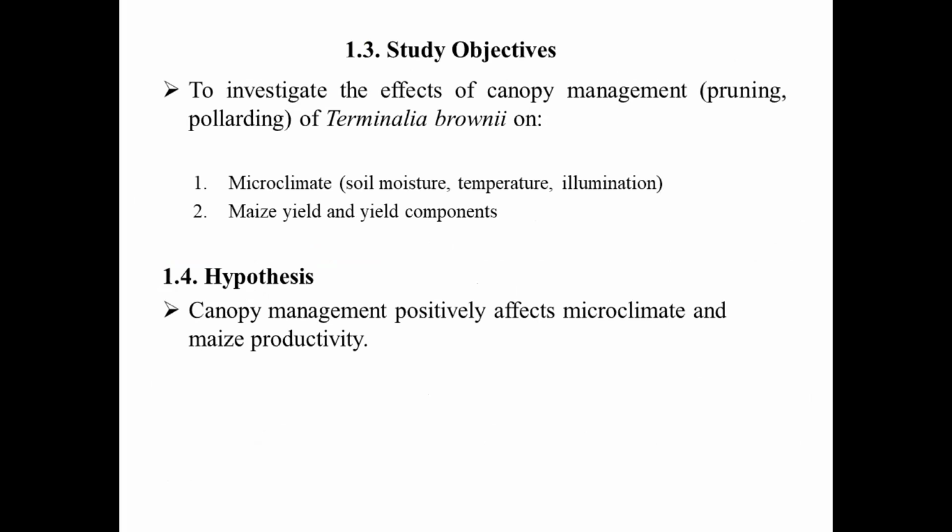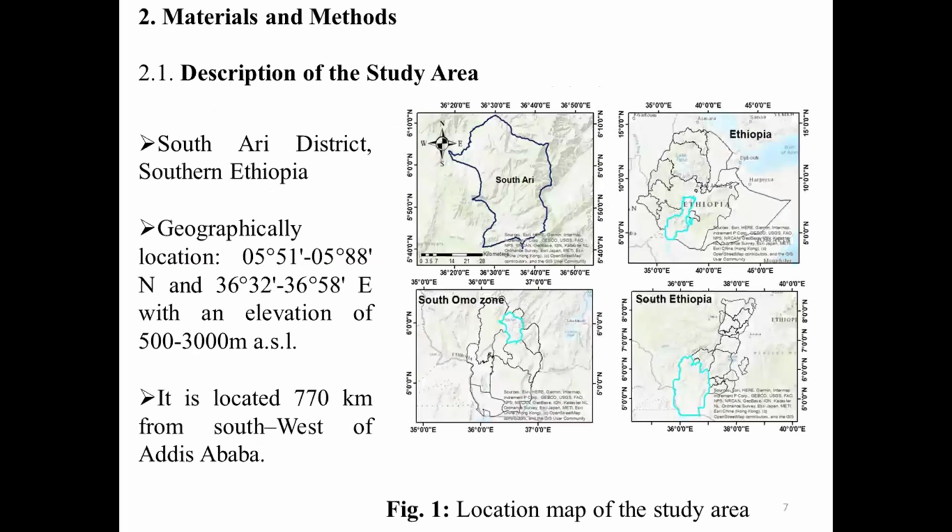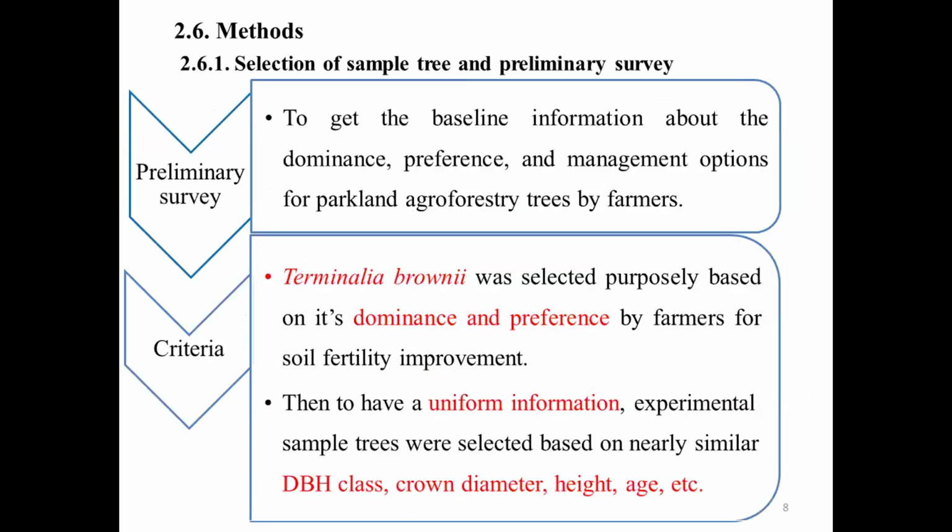The objective is to investigate the effect of canopy management on microclimate, maize yield and yield components. First, research on the dominance and preference of trees found on farmlands was done, and based on that, Terminalia brownii was selected purposely. The sample trees were selected based on near similar DBH, crown radius, height, age, and so on.